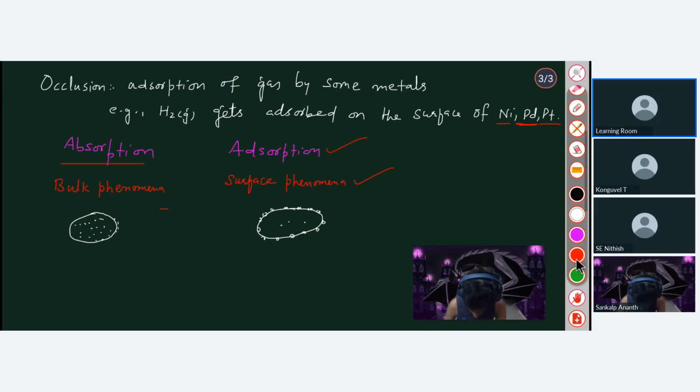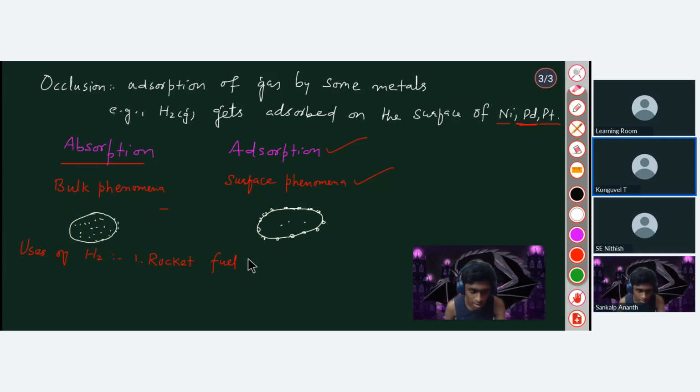Then we will see the uses of hydrogen. Why is hydrogen gas used? For burning and combustion. It's used as fuel. Hydrogen is used as a rocket fuel because it has the highest calorific value. Nitrogen doesn't burn, it is an inert gas. How can it burn?